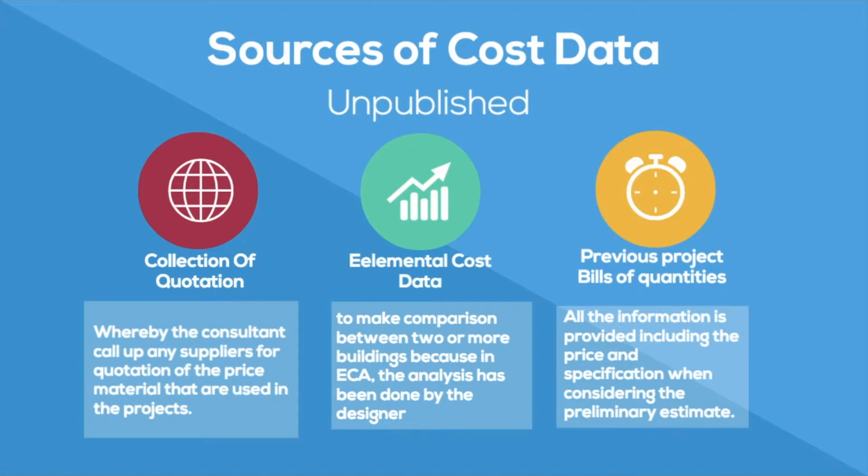Next is elemental cost analysis, ECA, where we can make the preliminary estimates by making the comparison between two or more buildings, because in ECA, the analysis has been done by the designer itself. Lastly is from the previous project bills of quantity. In BQ, all the information is provided, including the price and specification, and considering the preliminary estimate. All we need to do is to update the TPI and the location index according to the proposed and analyzed project.